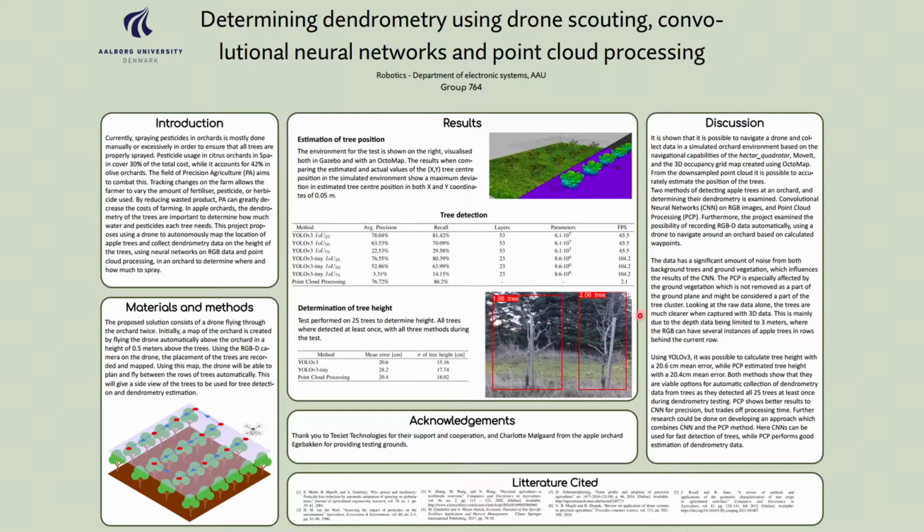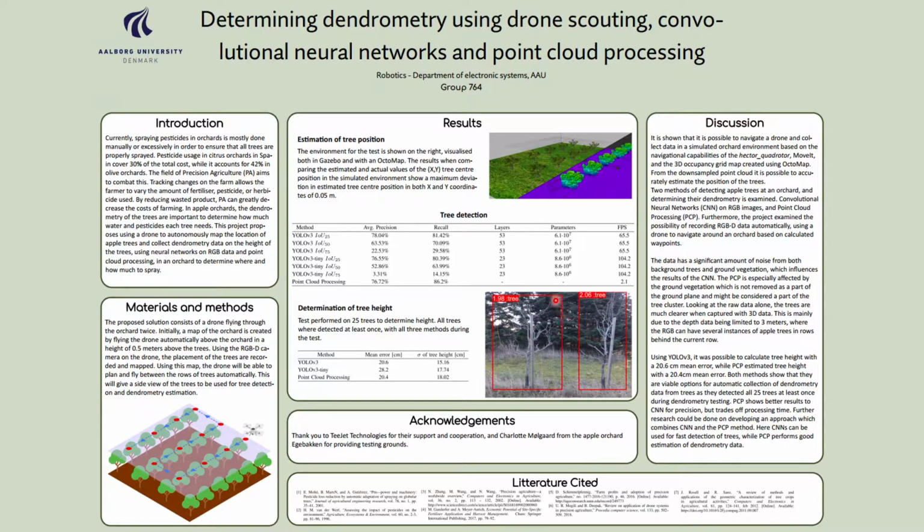In this bottom left figure, you can see the output from the YOLOv3 network, where the network has detected the trees and has placed a bounding box around them, and then the height of the trees is estimated, and this estimated height can be seen up here in the top left of the bounding box.